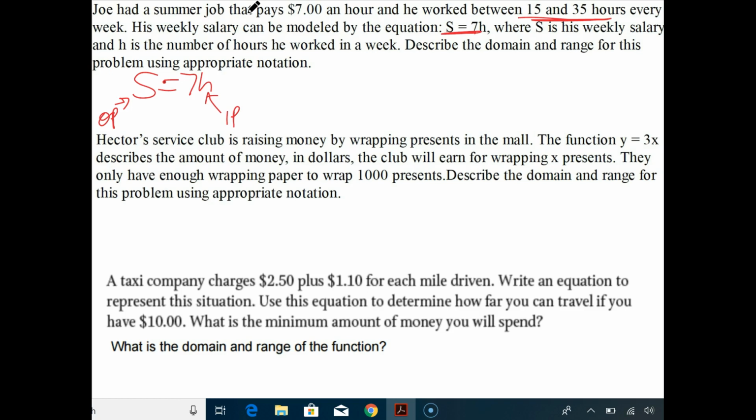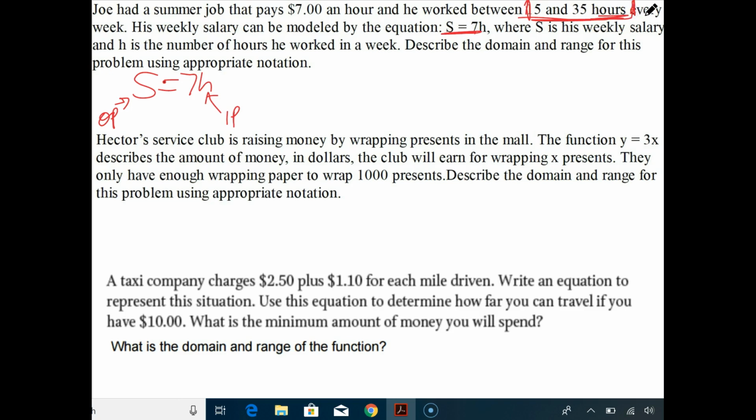All right, so our S is the weekly salary. Our H is the number of hours he worked. So when we look at this problem, the H is the domain. So what would be the domain? The domain is the hours. They tell us that he worked between 15 and 35 hours.